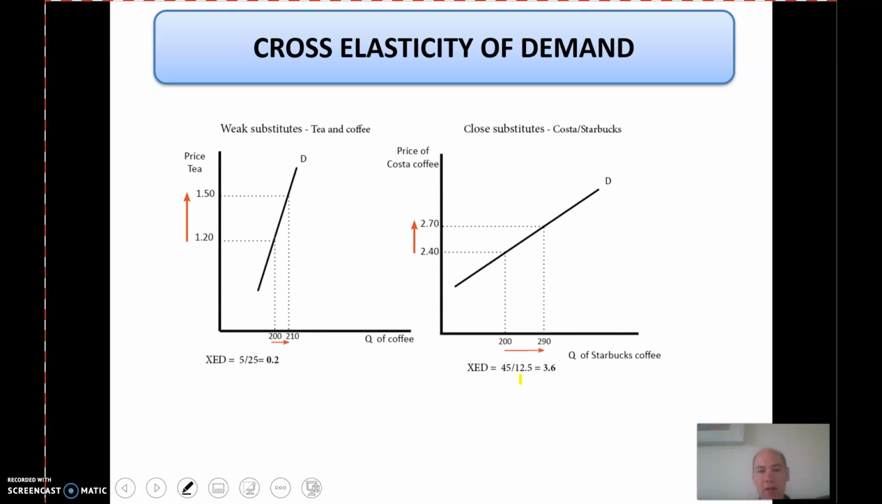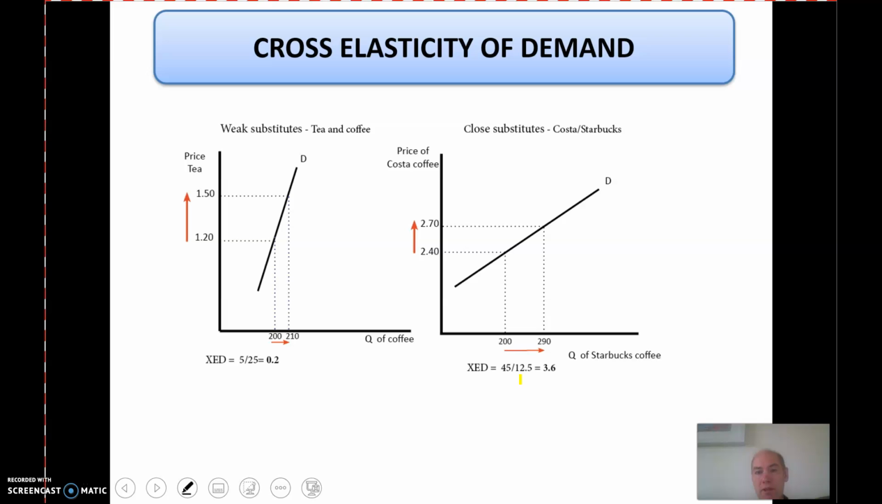And just have a look at what you can see now. We've got weak substitutes, tea and coffee. Okay, people who like tea don't necessarily want to switch to coffee, and vice versa. Okay, so a rise in the price of tea in this instance, that's gone up 30 pence in this example, which is 25% of the original price. Okay, a rise of 25% has led to an increase of 10 over 200 of coffee, so that's a 5% increase in demand. So the cross elasticity of demand in this instance, if you worked it out, would be equal to 0.2.